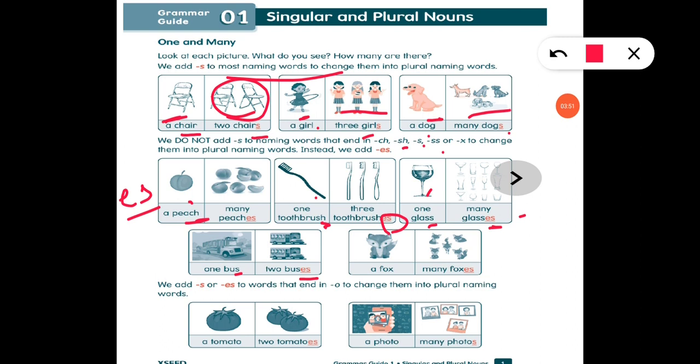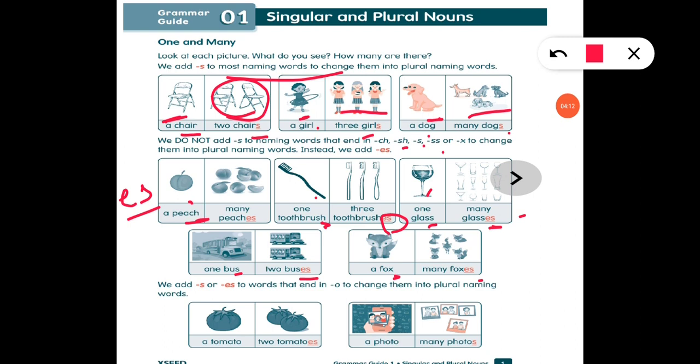Next one, fox. Many foxes. We add es at the end of the word to make it plural. Fox. Why? Because there is x at the end of the word. So we add es to make it plural. I hope it is clear to you, students.